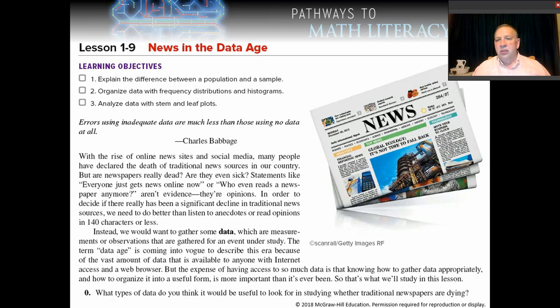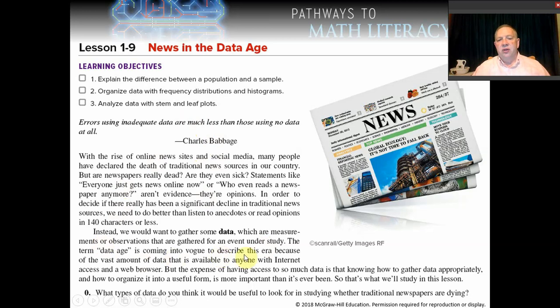So what we would like to do is go out and get evidence. And evidence we would like to gather is some form of data. Okay? This could mean a lot of different things, but they are basically measurements or just items of interest. These are measurements or observations that are gathered for an event under study, what we are concerned with. And what we're concerned about here is newspaper subscription rates. Are they truly going down?